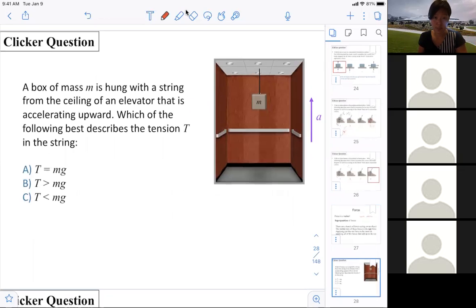So let's look at this question. Here, inside an elevator, you have a mass hanging from the ceiling, and the elevator is accelerating upward. We wanted to be able to compare tension to the weight. Here, we're not going to apply Newton's second law yet because we haven't learned it, but we wanted to get a qualitative sense of how the balance or non-balance of the forces can affect the motion of an object, and this will help us later on to learn Newton's second law.